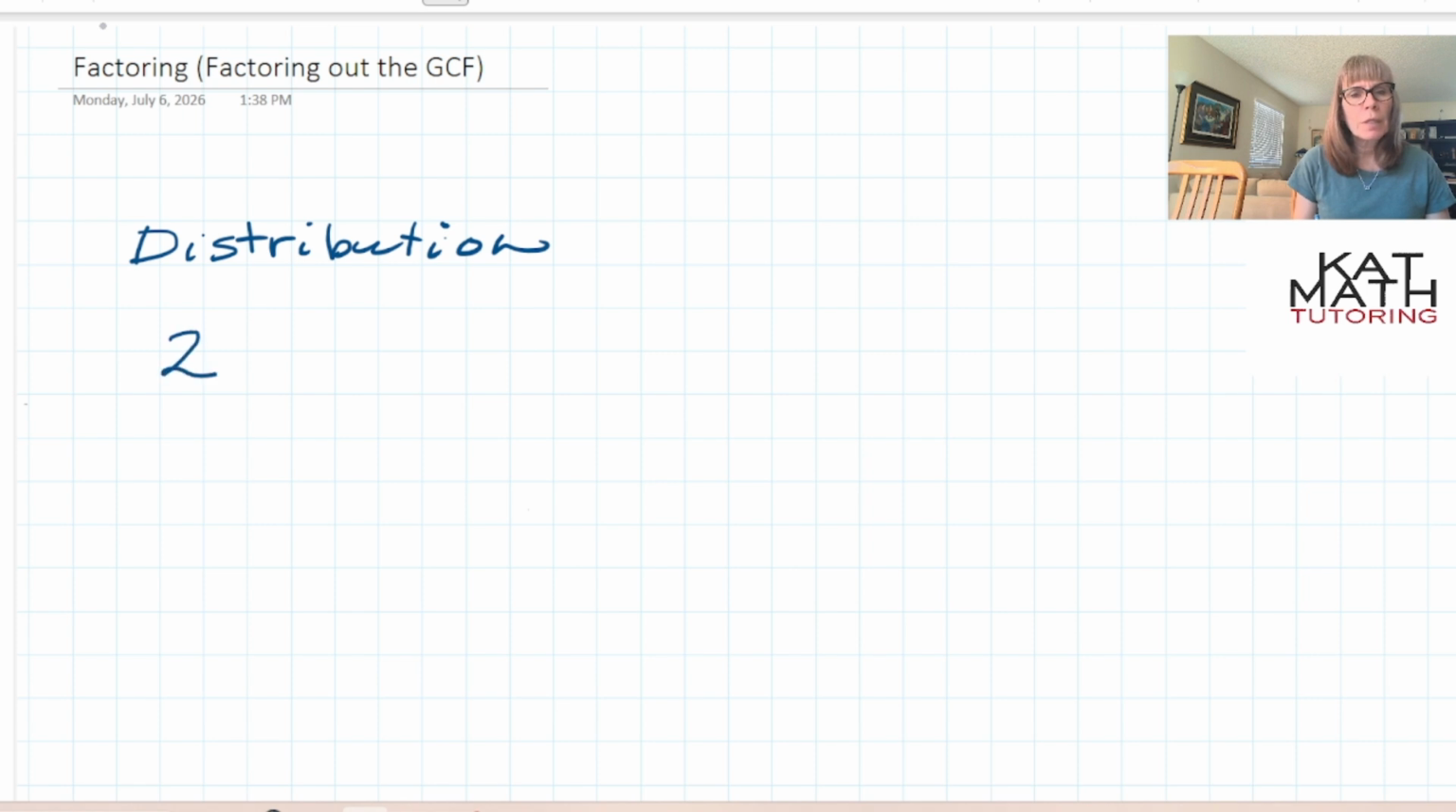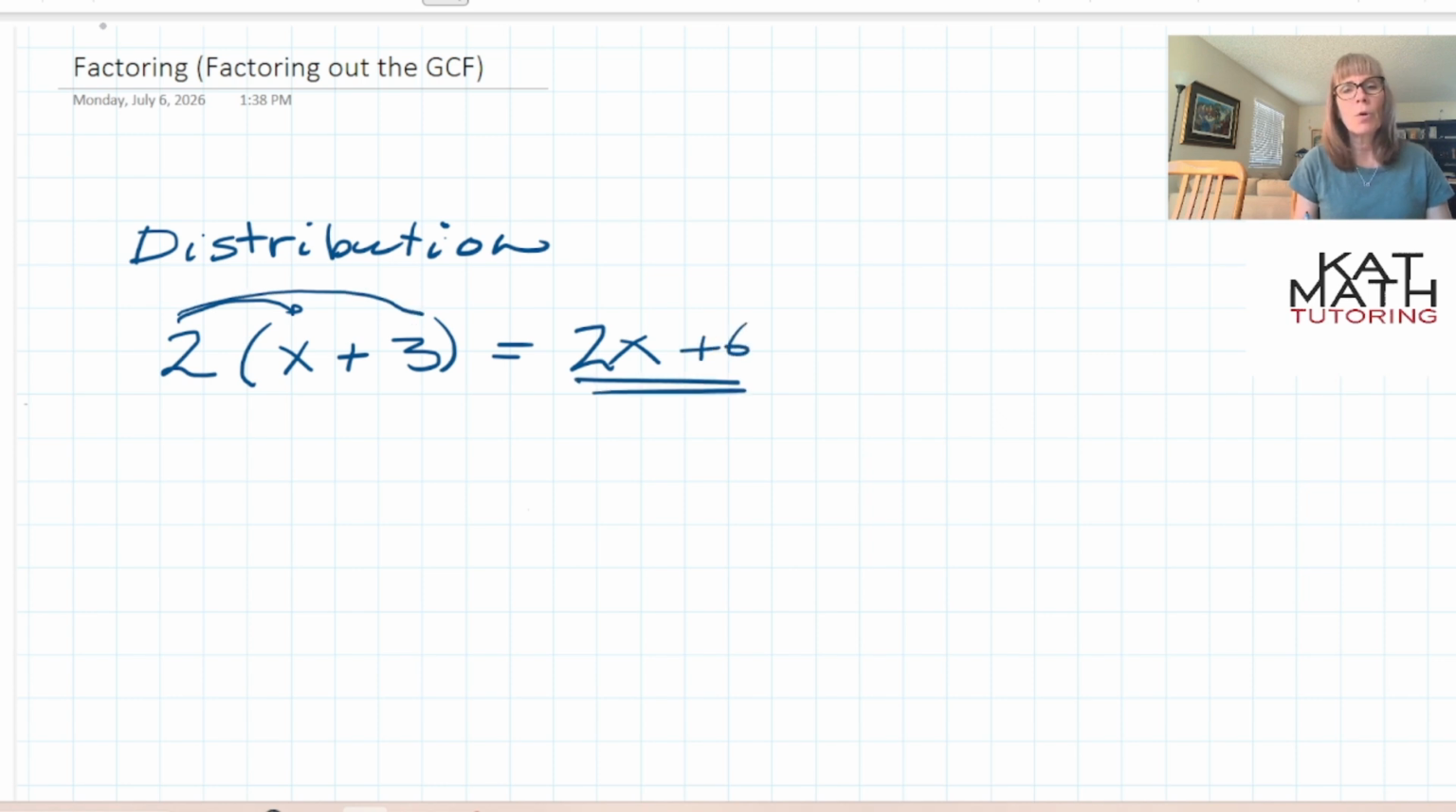So if you have something like the number 2 that you want to multiply into this polynomial x plus 3, you would want to distribute that number 2 into both the x and the 3, so you're multiplying it to both. So you have 2 times x is 2x, and then this one, 2 times 3 is 6. So this would be the resulting polynomial after you did the distribution. Well, that's distribution. Factoring is just the opposite.